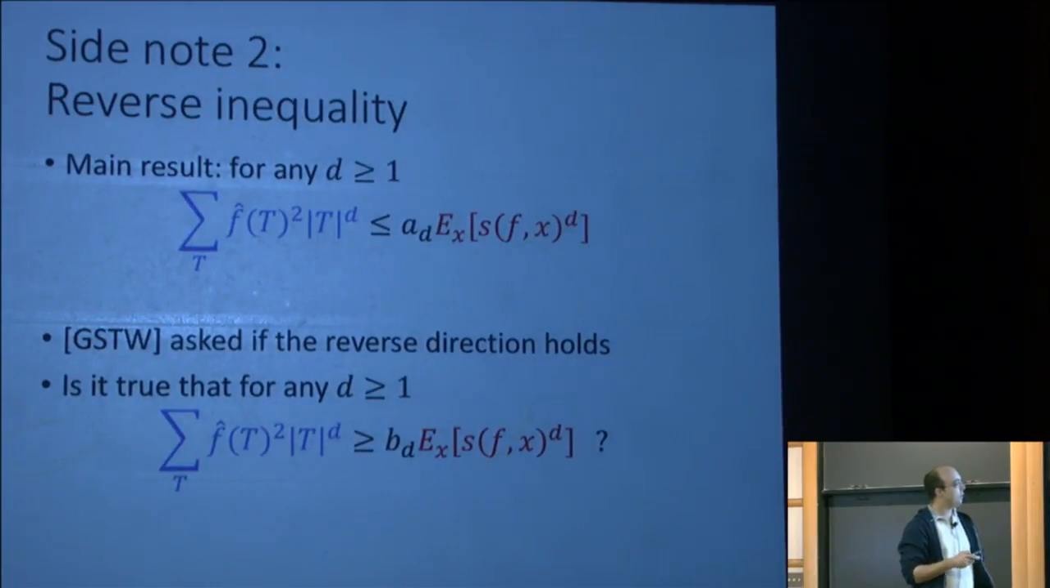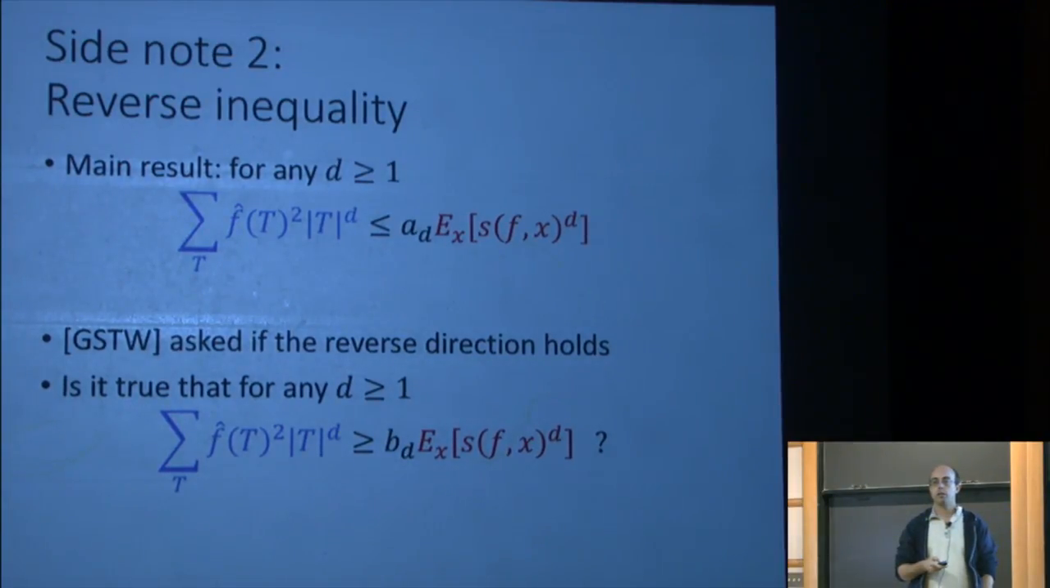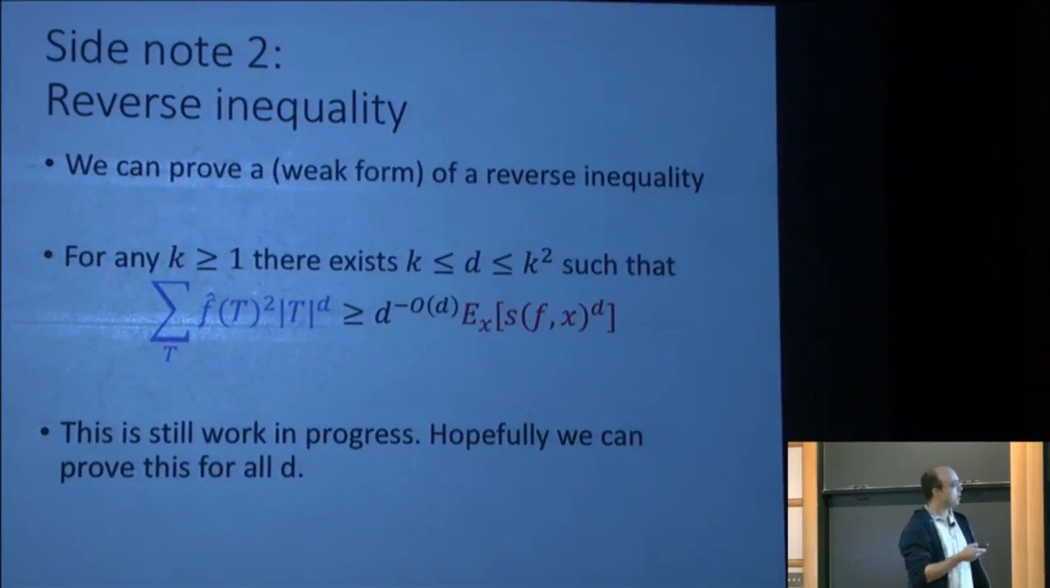Here's something about the reverse inequality. What we proved, the main result here, is that there are these types of bounds, with some constant which is like d to the d. But can we also bound in the other direction? Are these two terms equivalent to each other or not? So they ask, is it true that we can also lower bound the Fourier distribution moments by sensitivity distribution moments? We have some partial answer to that, and I'm hoping we can close the gaps here.